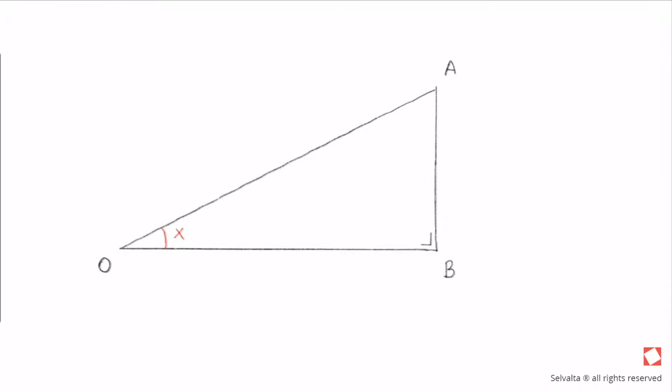The sine of the angle x is typically defined as a geometric ratio between the length of the opposite side of x and the length of the hypotenuse. Then, referring to the figure I made, AB over OA.